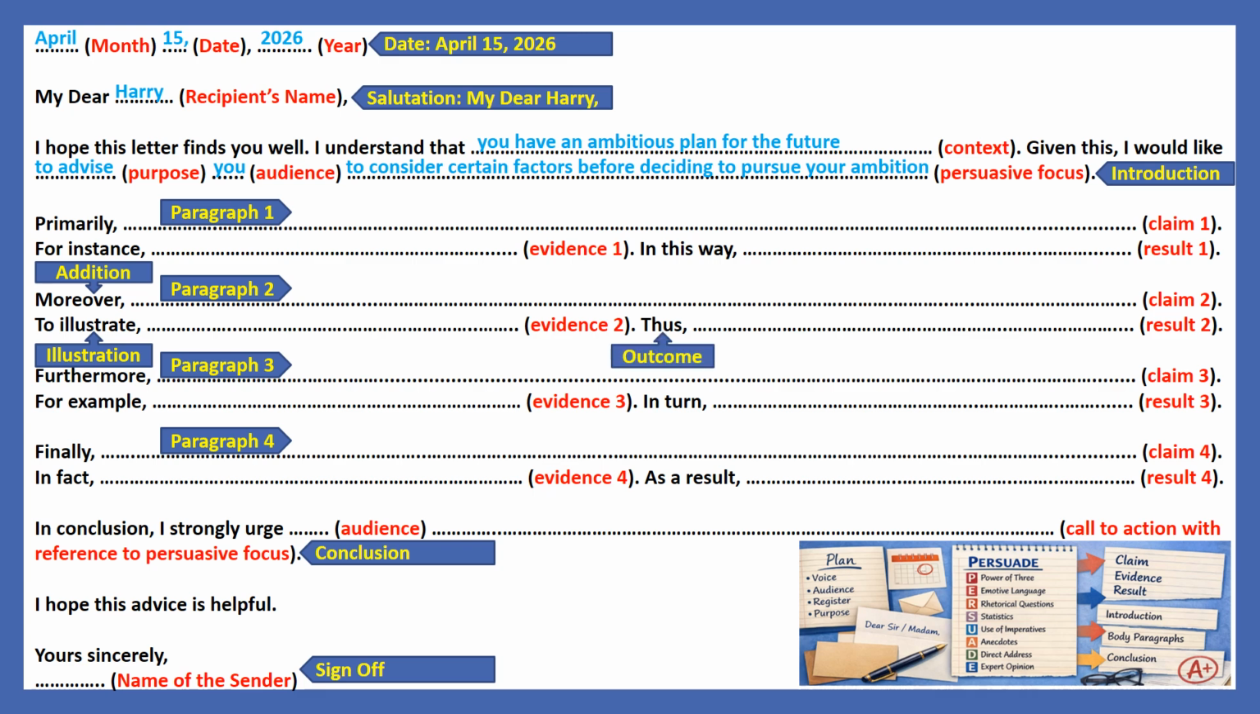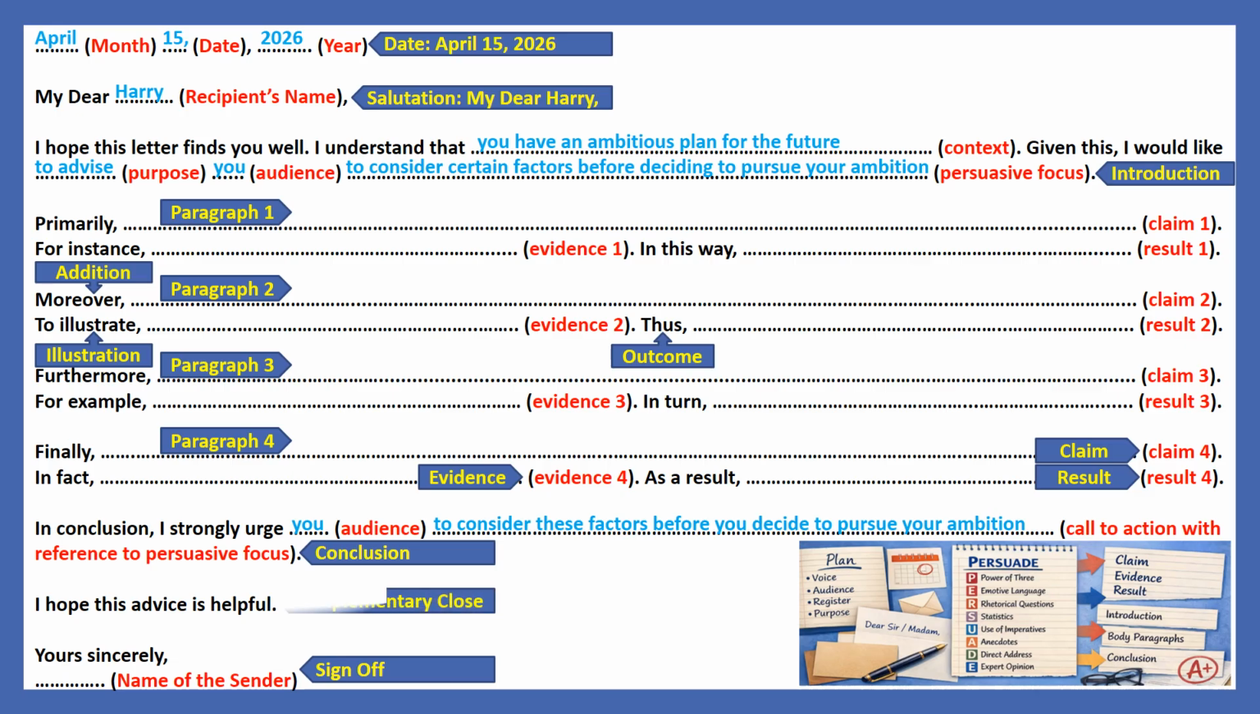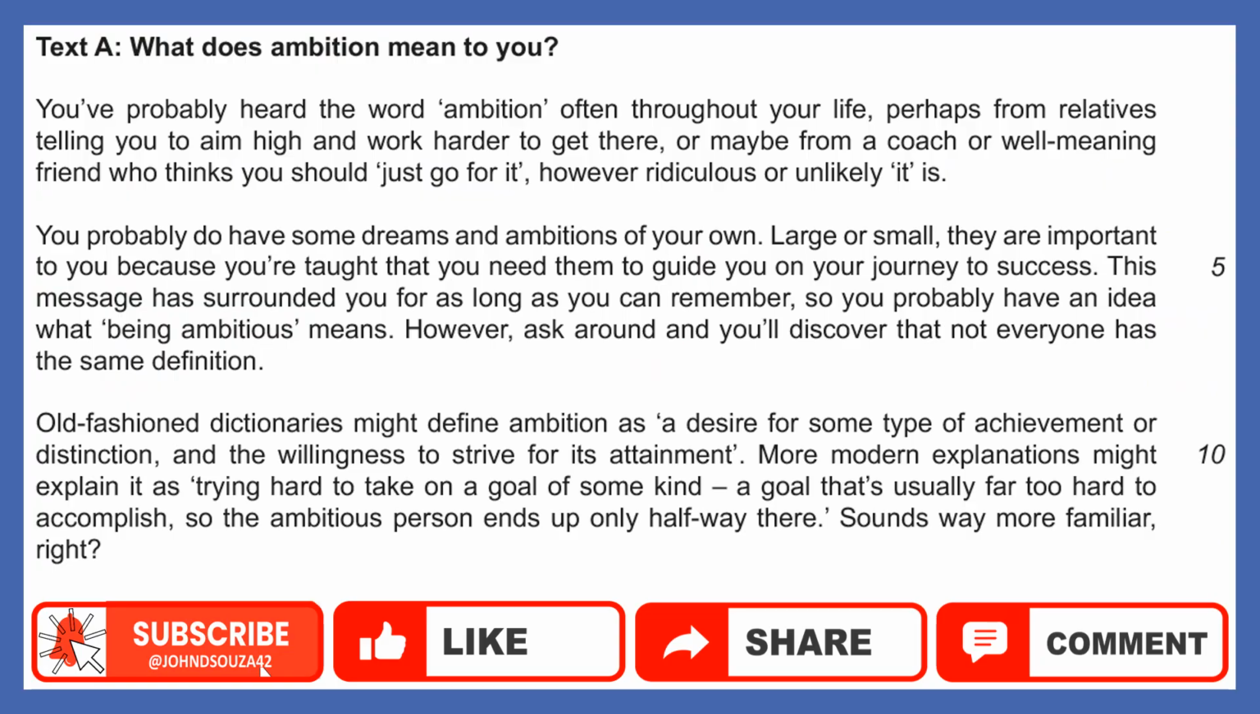outcome. A clear claim explaining the factors your friend needs to consider, evidence to support your claim using facts, examples, or expert opinions, an explanation of the result showing how your claim and evidence can guide your friend's decision. A conclusion that addresses the audience again, urges them to take specific steps, and restates the persuasive focus. A complimentary close, the sender's name as the sign-off. Read the text carefully to identify the key ideas.